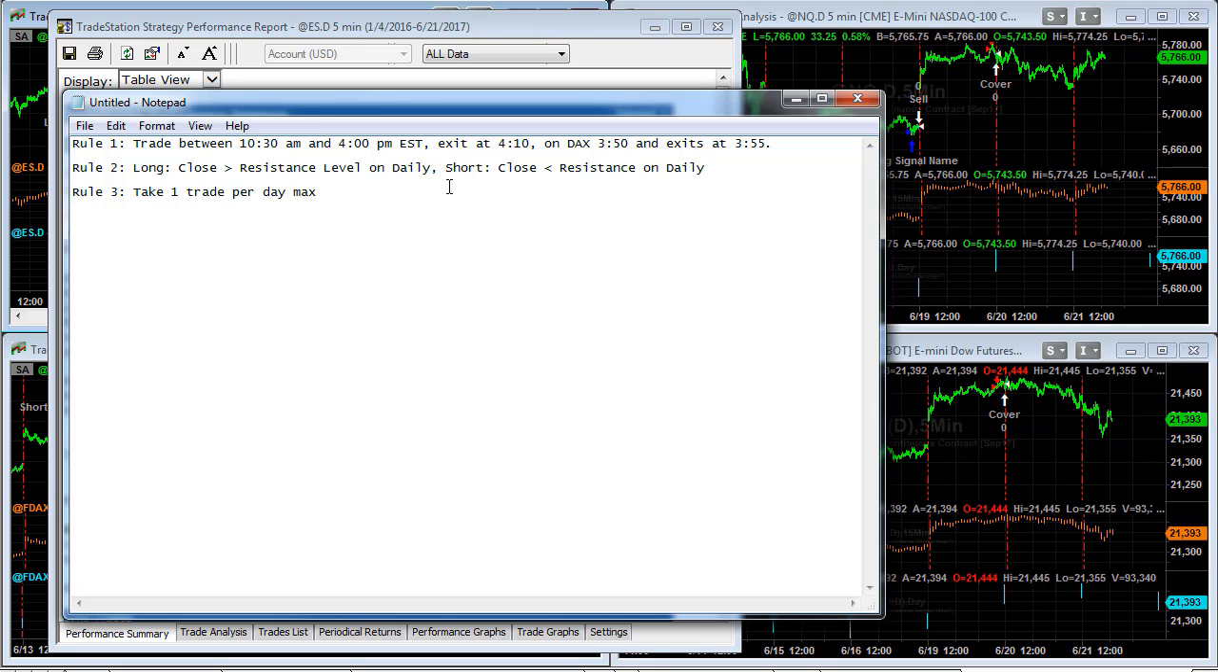Let's see, rule 4. Rule 4: test for a counter-trend market environment, and if true, short rallies, buy dips. Now this is the secret sauce. Rule 4 is the secret that you don't know about specifically.